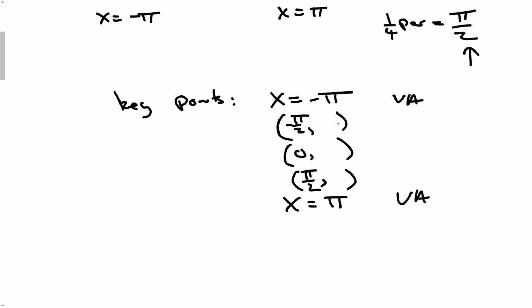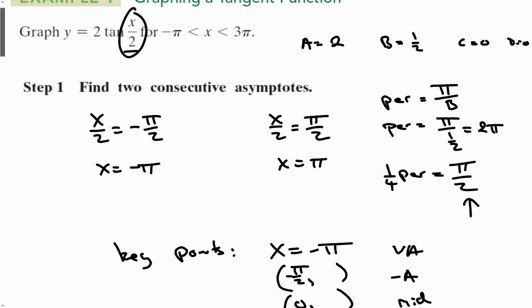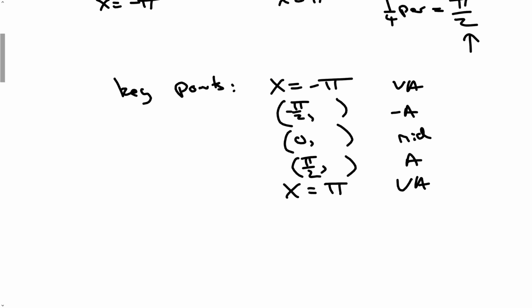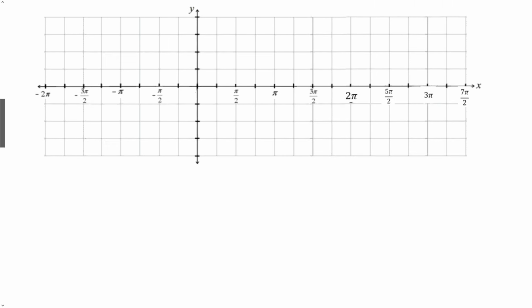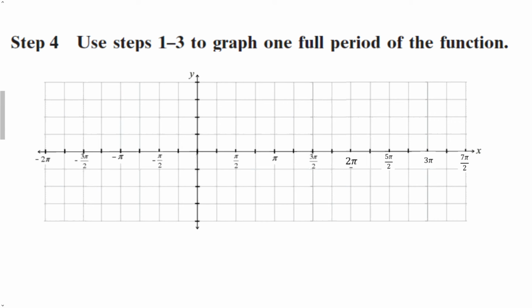And now we know that these three outputs are going to go negative A, mid, positive A. So I look back at A. What's A? It is 2. So this goes negative 2, 0, positive 2. Okay? To graph this, I start at negative pi. I put an asymptote. At positive pi, I put an asymptote. At negative pi over 2, I have negative 2, 0, and 2.